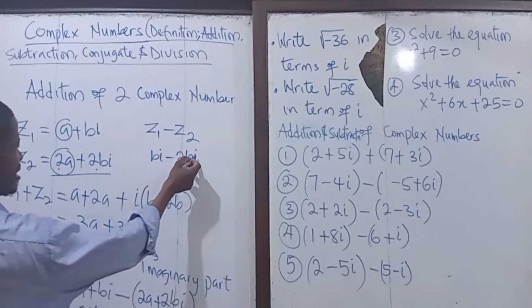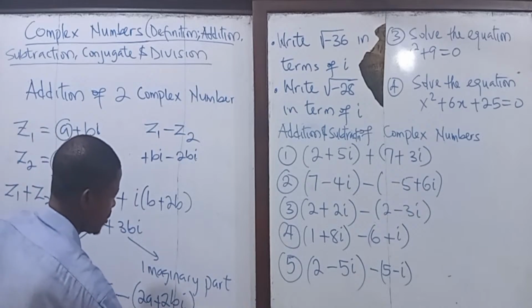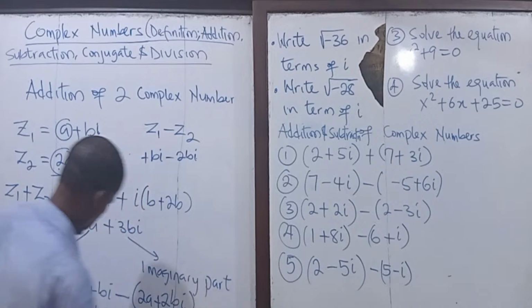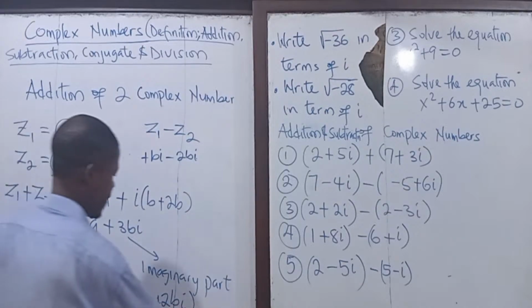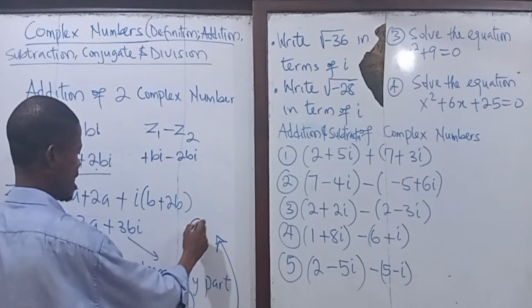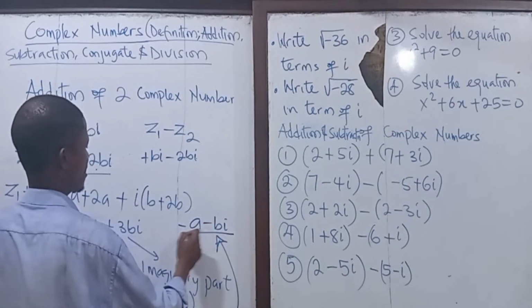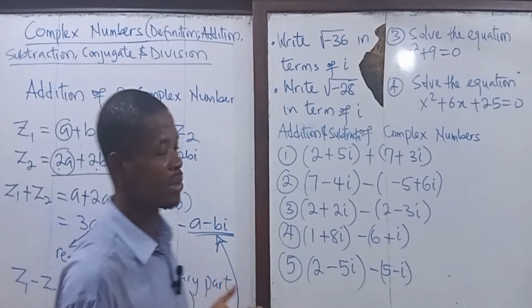We can take the i out, and that will be b minus what? b minus 2b. You can take the i out. i is there. Take it out and factorize the i. Okay, and that will be b minus 2b. So in a nutshell, finally for this one, it's going to give us minus a minus bi. So that's that on the additions and subtraction of complex numbers.